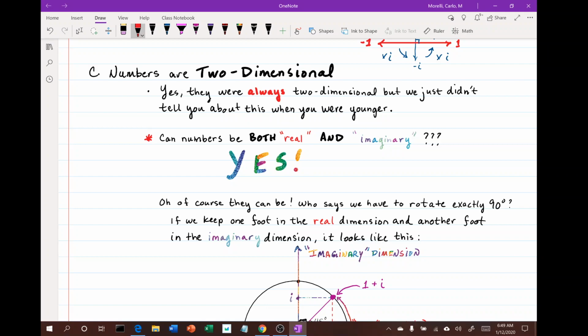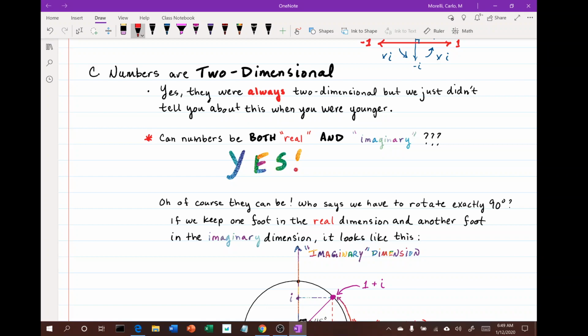I think it's a mistake. I think we should have been showing this rotation business by multiplying by i from the very beginning, because by the time you get into your teenage years, trying to assimilate this into your understanding is a little bit difficult.